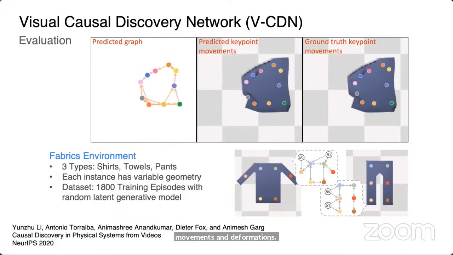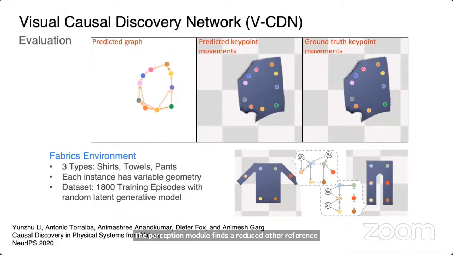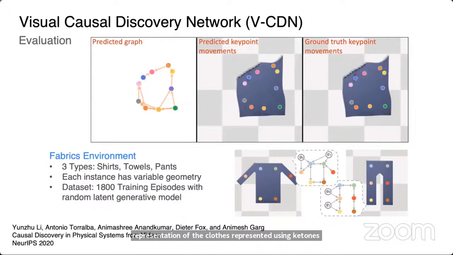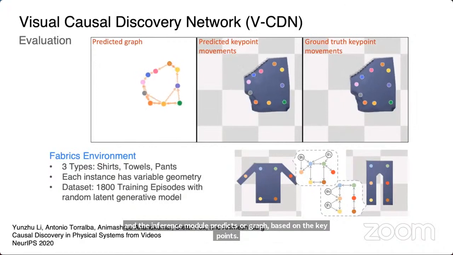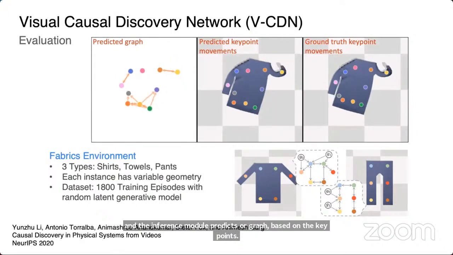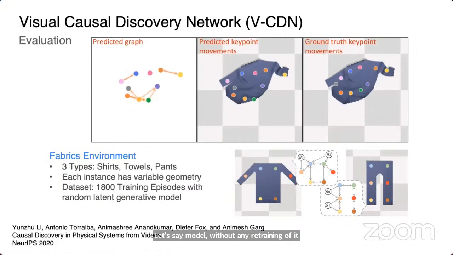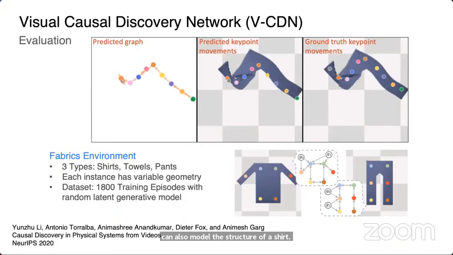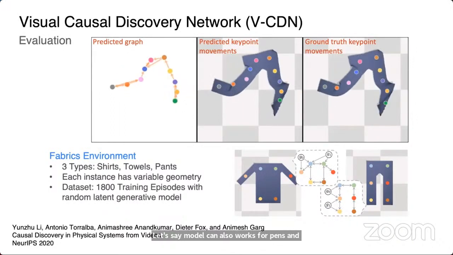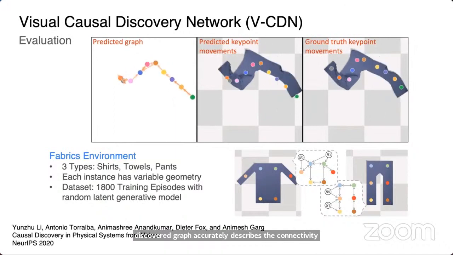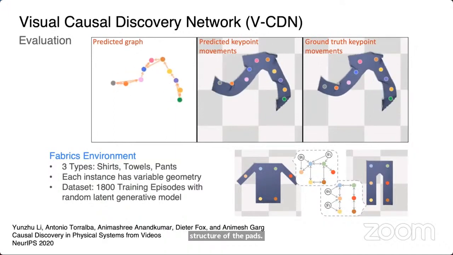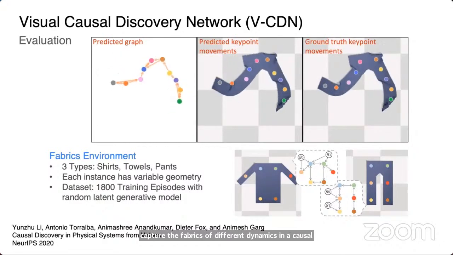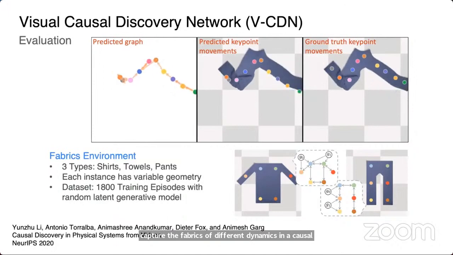The perception module finds a reduced order representation of the clothes represented using key points, and the inference module predicts a graph based on the key points that correspond to the underlying connectivity structure of the clothes. The same model, without any retraining or fine-tuning, can also model the structure of a shirt. The same model can also work for pants as well, where the discovered graph accurately describes the connectivity structure of the pants. What we now have, essentially, is the same model that can capture the fabrics of different dynamics in a causal sense that can generalize to different types of fabrics like towels, shirts, and pants.